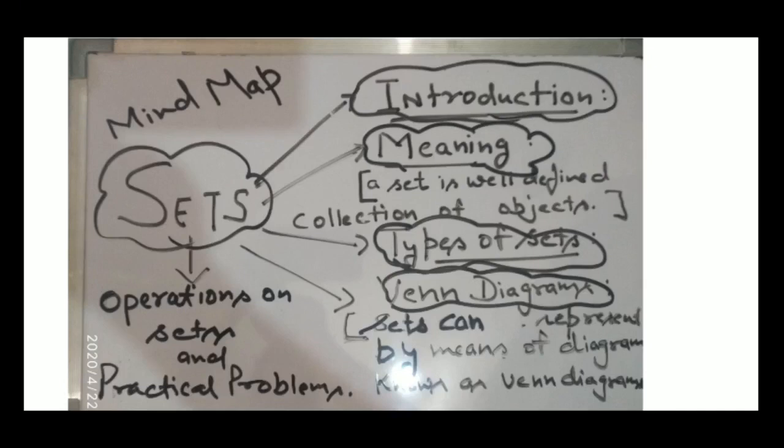Here the meaning of a set says a set is a well-defined collection of objects. Then types of sets, after that Venn diagram. Here the meaning of Venn diagram is when we represent a set in the form of diagrams, that diagram is known as a Venn diagram. And last is operations on sets and the practical problems.